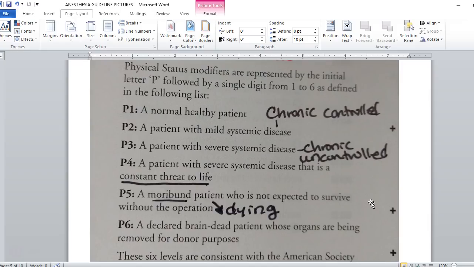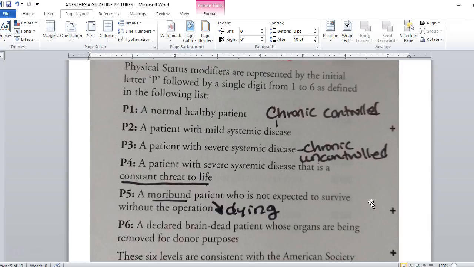A P5 is a moribund patient. Remember, moribund is not expected to survive. So this is someone who is dying. This is going to be a combination of even different types of cancers, different infections. This also could be traumatic accidents and injuries.